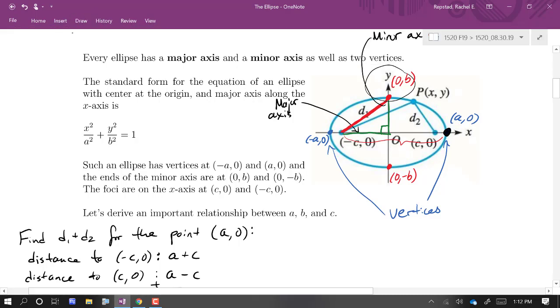But this distance here is C, right? It's from the origin to this point, negative C, 0. So that has distance C. This distance here is B. So this distance here is going to be, what, the square root of B squared plus C squared?